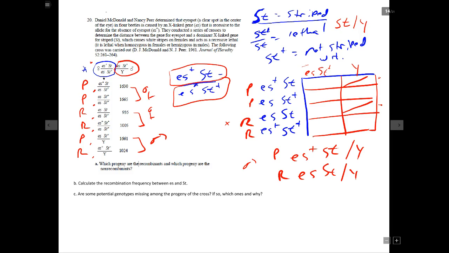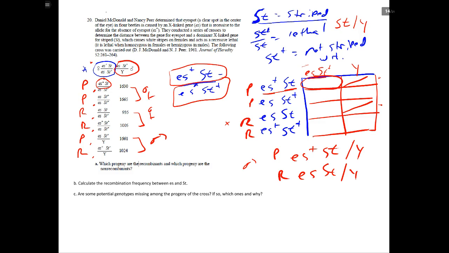So this ES plus ST is the same as this ES plus ST over ES ST plus. So these males that get this ES plus ST should be the same frequency as the ones that are ES plus ST over ES ST plus. In other words, these females here, we should get this chromosome equally frequently over the Y chromosome, but they die.